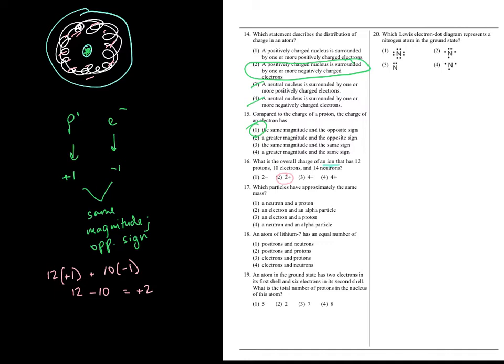Number 17, which particles have approximately the same mass? Automatically choice 1, proton and neutron. Number 18, an atom of lithium-7. So lithium-7 meaning 7 equals mass number. Lithium is our third element of the periodic table. So that means it has 3 protons as well as 4 neutrons to add up to 7. So 4 neutrons, 3 protons add up to 7.